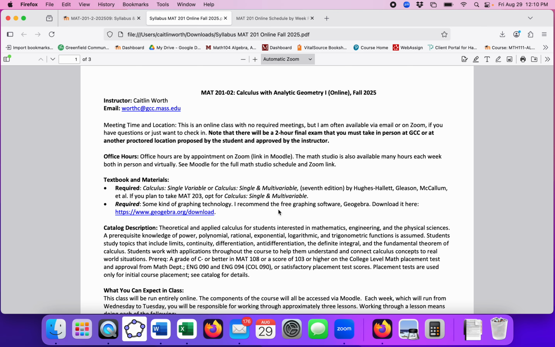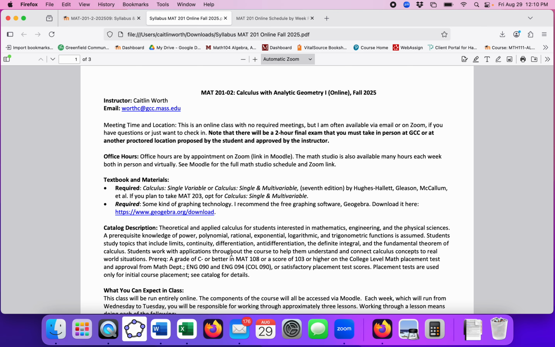Office hours for the course are by appointment on Zoom. There's a link in Moodle to my Zoom room. The Math Studio is also available many hours each week, both in person and virtually, and there's a full schedule and Zoom link in Moodle.